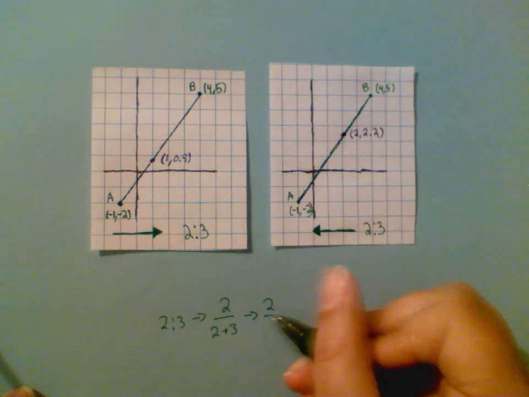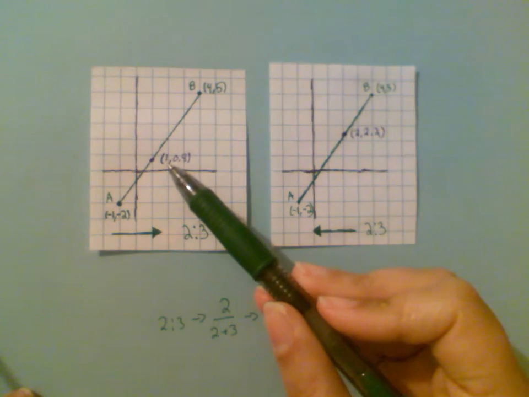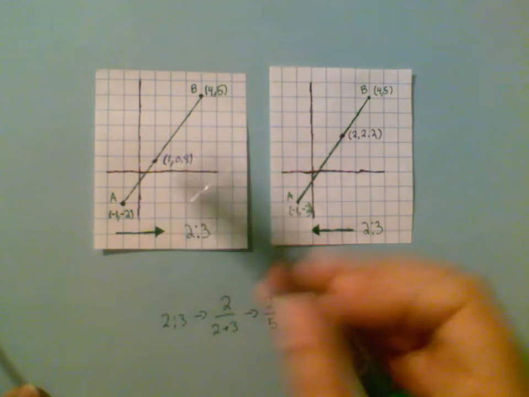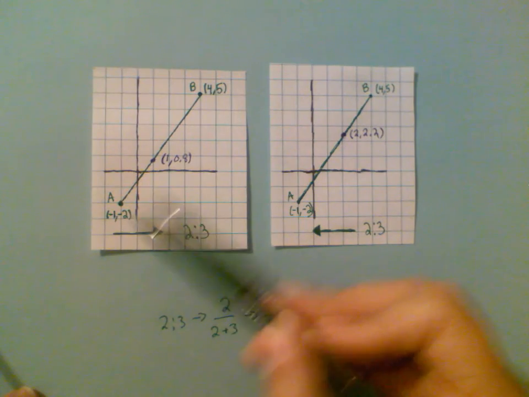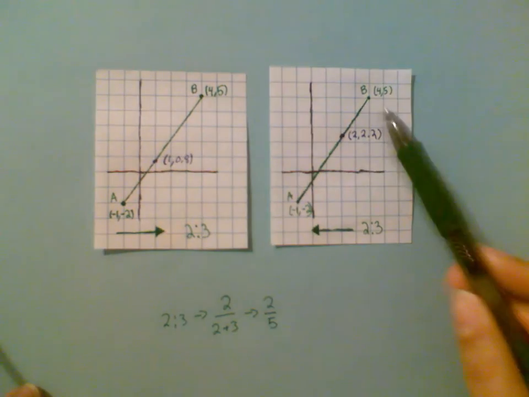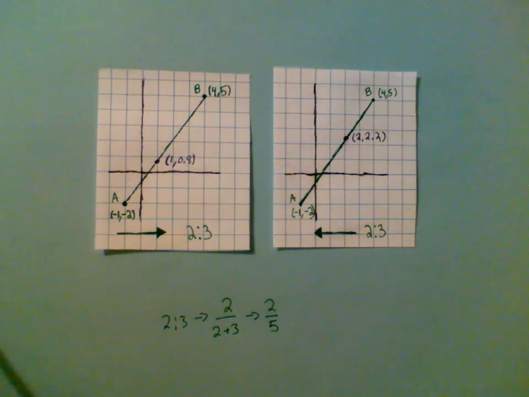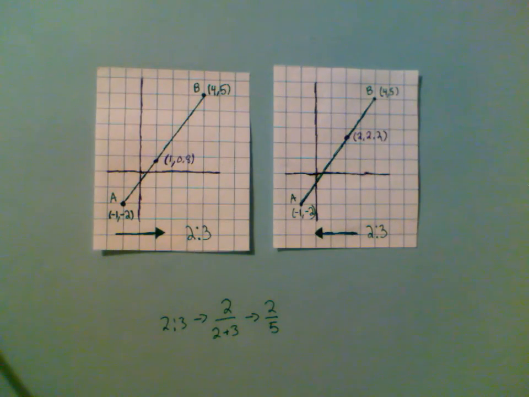So we're looking at 2/5 of the way along the segment in the direction we're going. And that's what your partition point really means. So this one is 2/5 of the way from A to B. This one is 2/5 of the way from B to A. So they wound up in slightly different spots. And so you need to be careful with how you're reading the problems and making sure that you're going in the correct direction. But I think you guys got this.